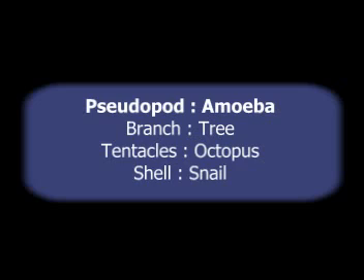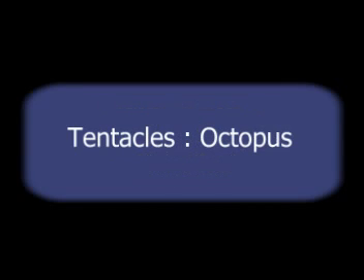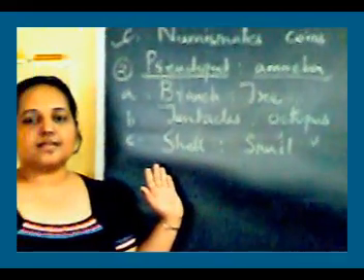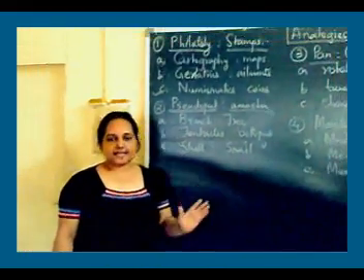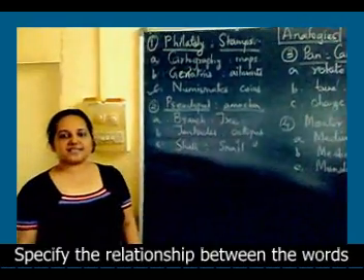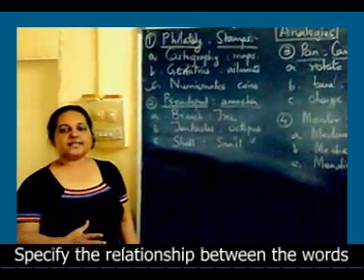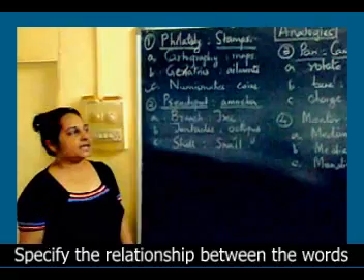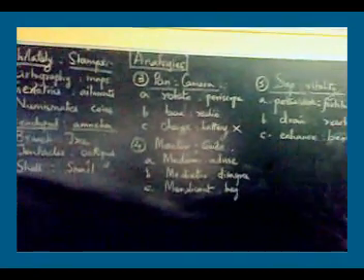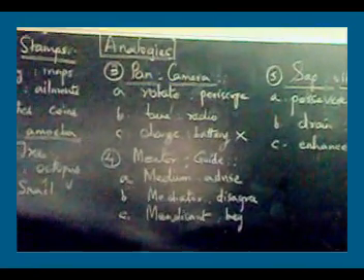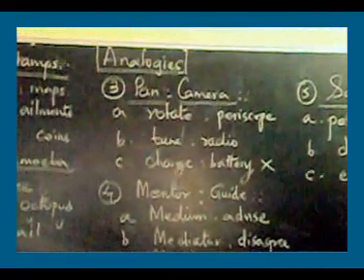Now look at the first option. Does a tree use a branch for locomotion? No. Does a snail use shell for locomotion? No. And obviously tentacles are used by octopus for locomotion. So the second strategy says you have to specify the relationship between the given pair of words. The third strategy is look at the secondary meaning of the given pair of words.